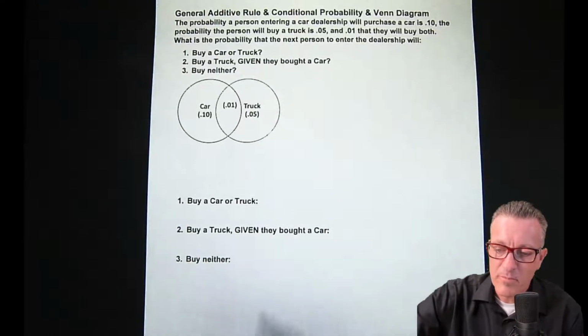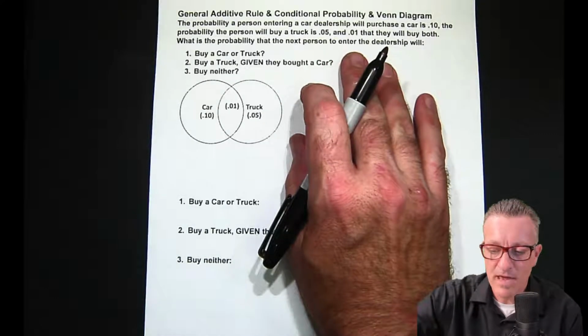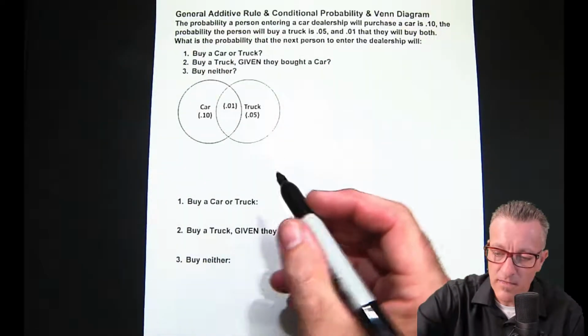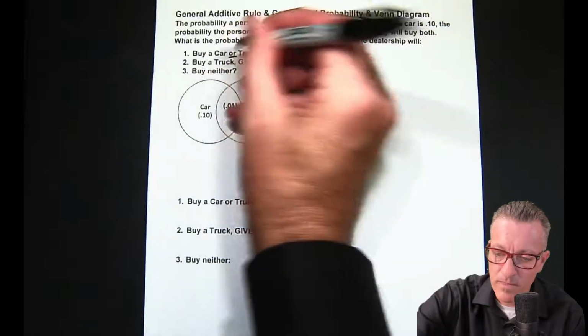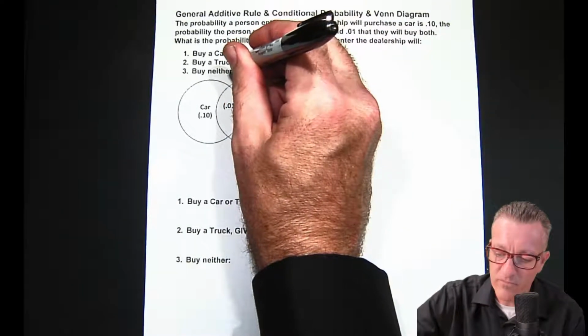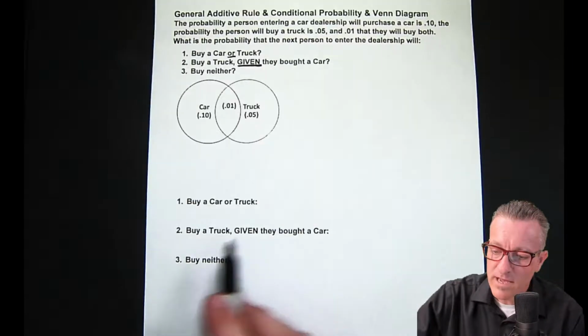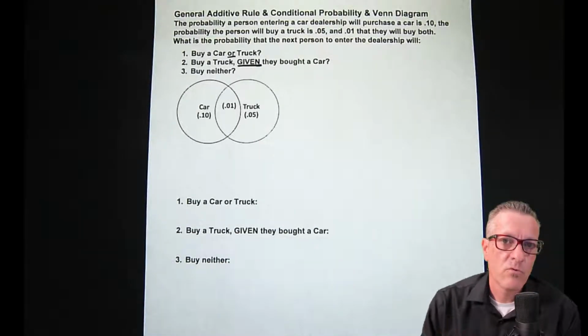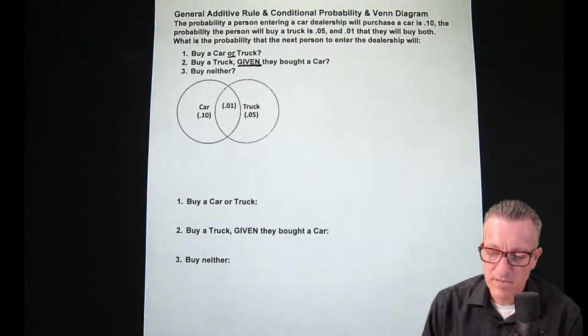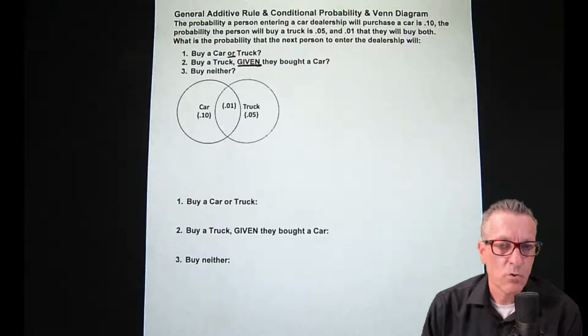So with any type of probability question, the words matter. In this case, the or is very important, and the given is very important. Neither is just neither. So, buy a car or a truck. If we were to roll one die, and somebody said you win if you roll a 6, then we're just looking for the 6. But if they said you'll win if you roll a 6 or a 5, then your probability increases. So whenever we have an or, our probability increases, and that represents the addition of probabilities.